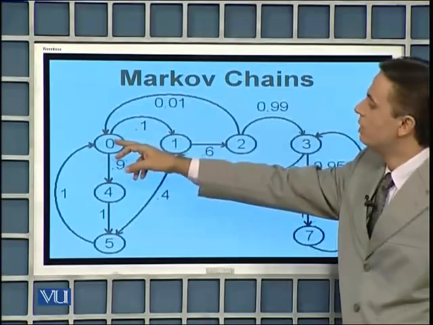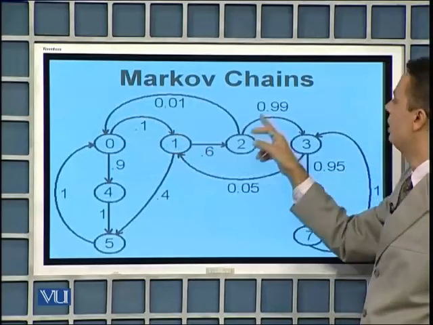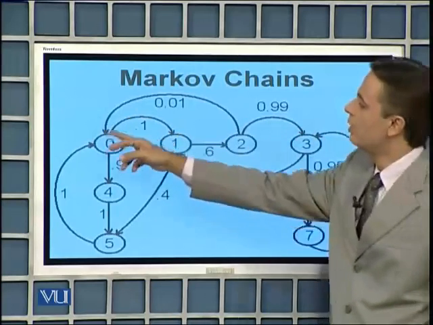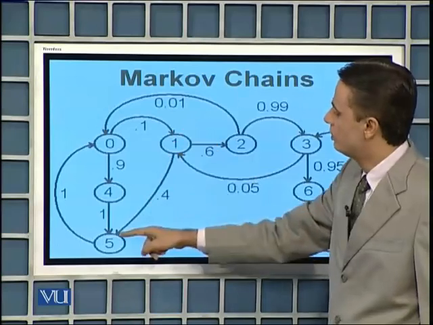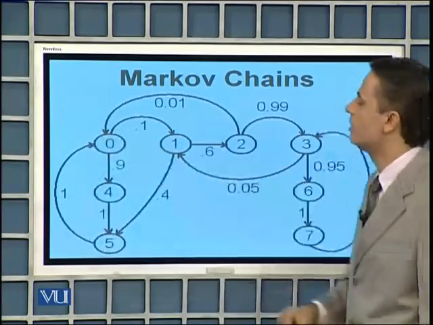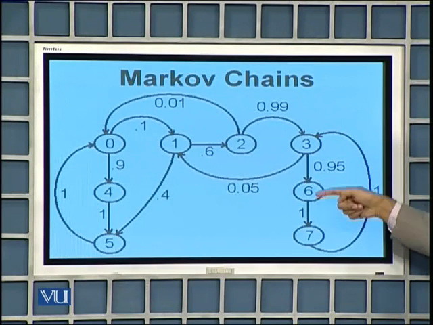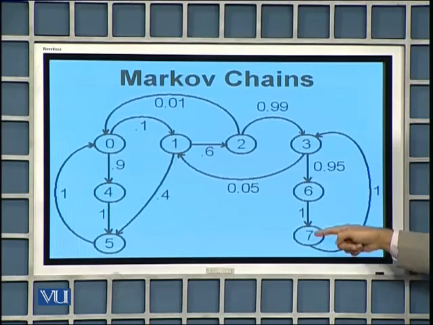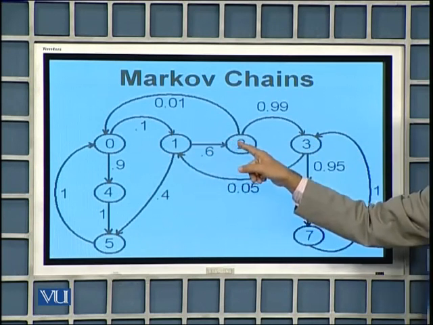So you can see, if you want to go from node 0 to 3, you have to make one jump from 0 to 1, then 1 to 2, and then 2 to 3. Similarly, if you want to come back to the same node 0, you have to make a jump from 0 to 1, 1 to 5, and then 5 to 0 again, or 0 to 4, 4 to 5, and 5 to 0 again. Similarly, if you want to start in node 3 and come back to node 3, you have to go through a set of 3 jumps from 3 to 6, 6 to 7, and then 7 back to node 3. Or you can make this sequence of jumps from 3 to 1, 1 to 2, and 2 to 3.